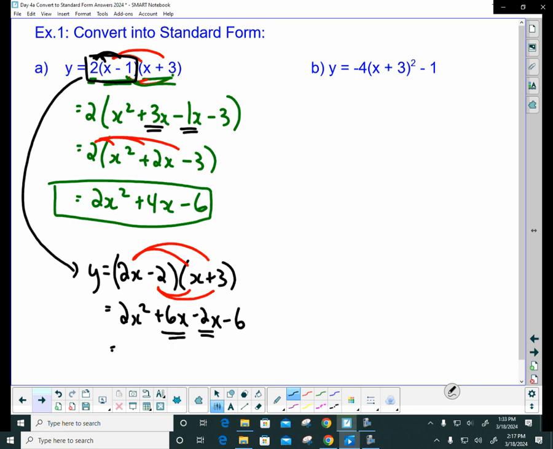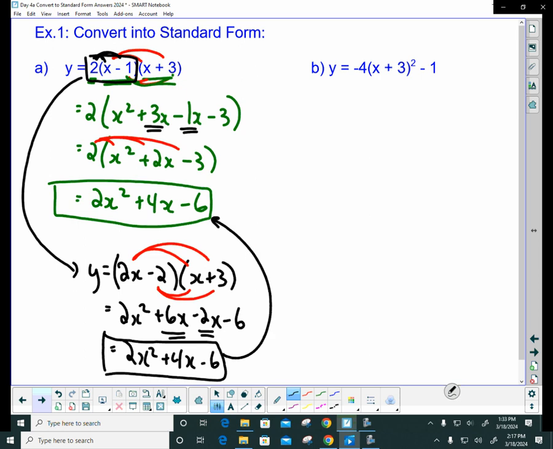Collect my like terms. And I get 2x squared plus 4x, because 6 minus 2 is 4, minus 6. And you see that that's the same answer as I got when I multiplied the second two things together. So it doesn't matter which multiplication you find easier.